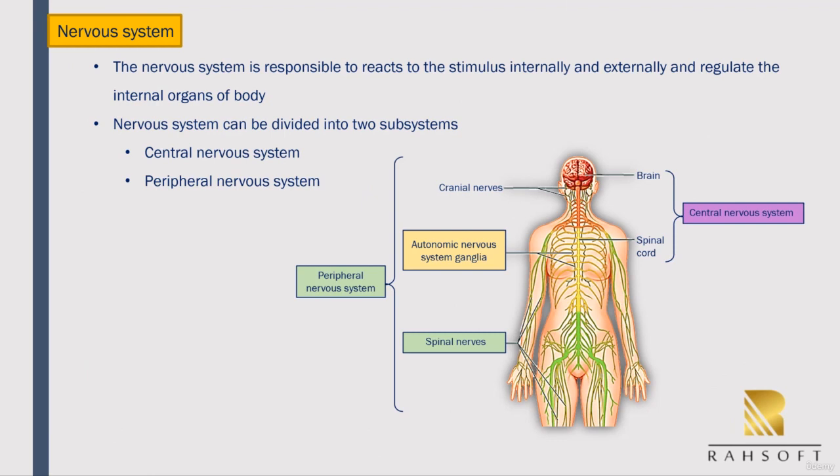So, the nervous system is defined as the system that is responsible for the reaction to stimulus internally and externally and helps regulate the internal organs of the body. The nervous system can be divided into two main types of subsystems: the central nervous system and the peripheral nervous system. The central nervous system is mainly composed of the brain and the spinal cord, and the peripheral nervous system is all the other nerves that help create the rest of the body and the nervous system. And we'll talk a little bit about the difference between these two as this section continues.